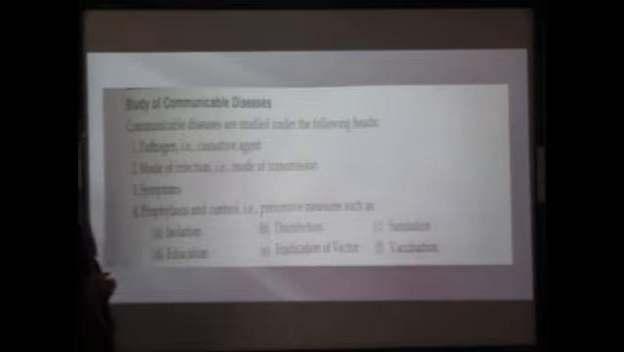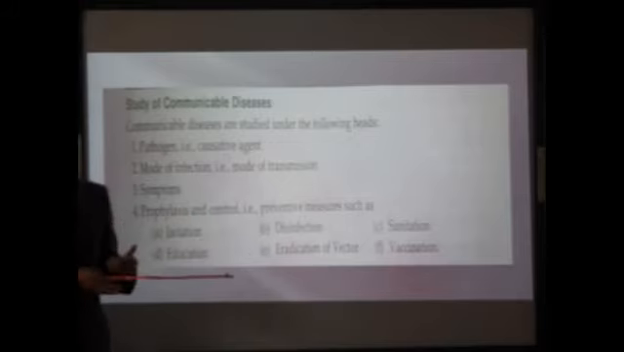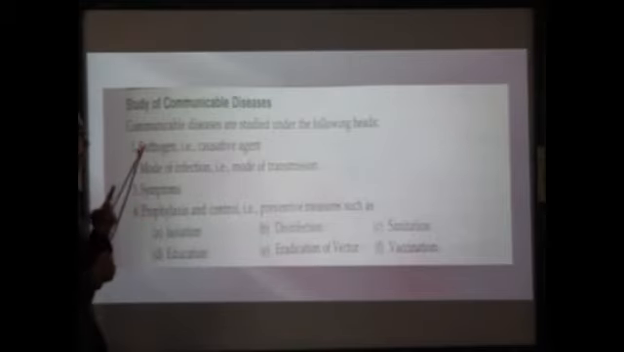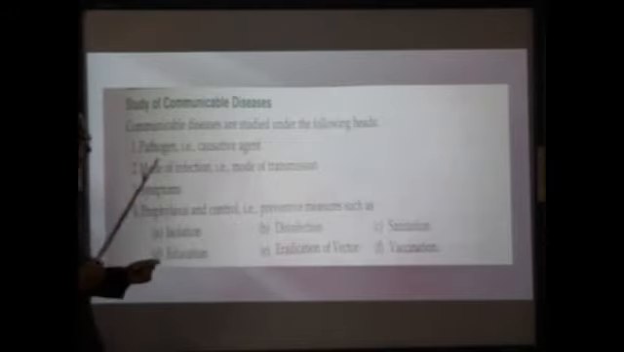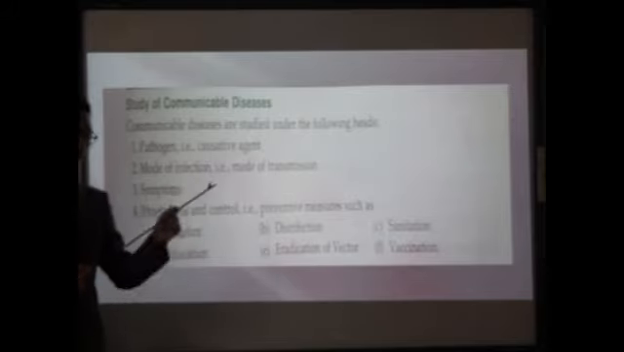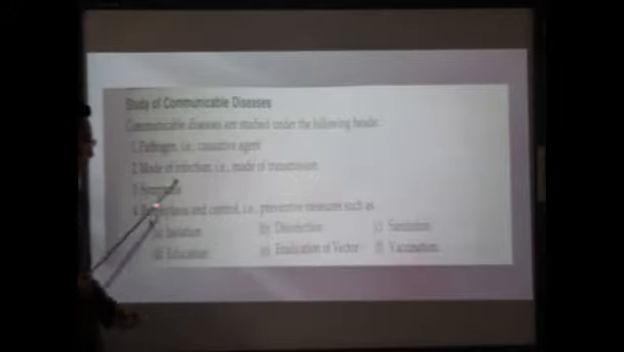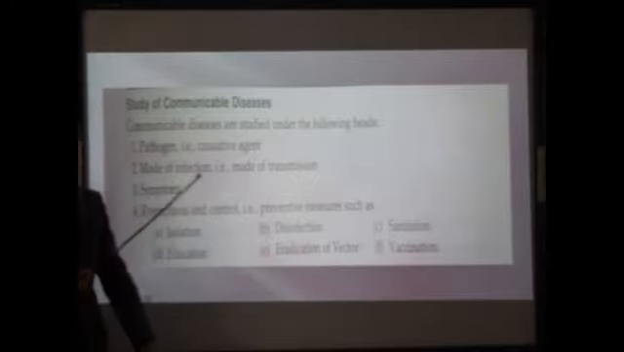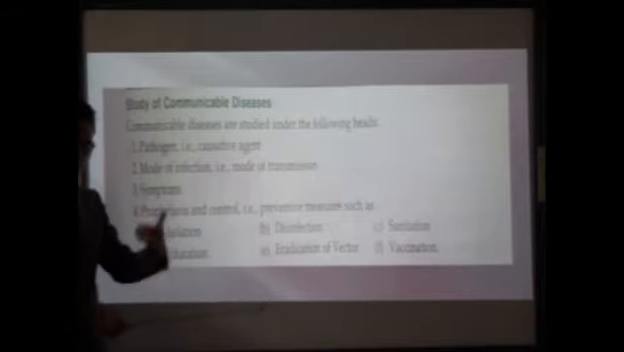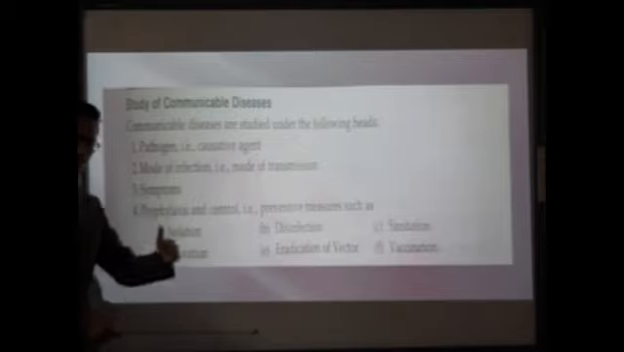Now, we will go through the study of the communicable diseases. Communicable diseases are studied under the following heads. What we have to remember when we study infectious diseases: first, remember the pathogen or the name of the causative agent that causes a particular disease. Number 2, mode of infection or mode of transmission. How are those pathogens transmitted from one individual to another? Number 3, symptoms of the disease. You have to remember the symptoms of the disease. Number 4, prophylaxis and control, that is preventive measures. How can we prevent the transmission of diseases or pathogens?